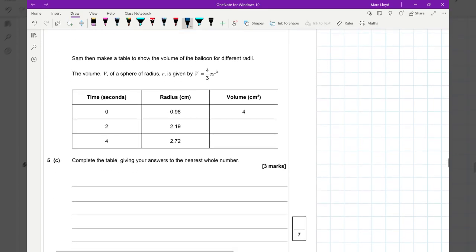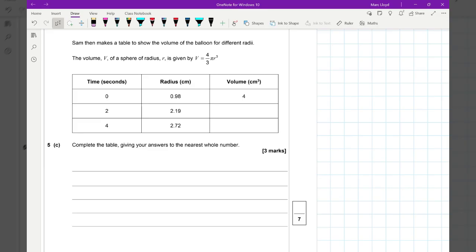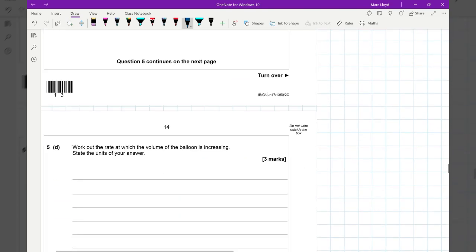Okay, part C. This is very plug and play. So we've got to put this into our calculator. 2.19 cubed times pi times 4 over 3 is 43.99. So that's 44. I can't believe this is 3 marks. 2.72 to the power of 3 times pi times 4 over 3 is 84.29, which is therefore 84. Okay, I mean, that is 3 relatively nice marks. That's quite comfortable. Right, part D over the page.